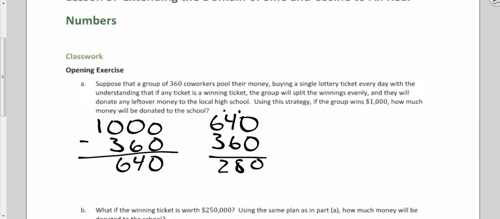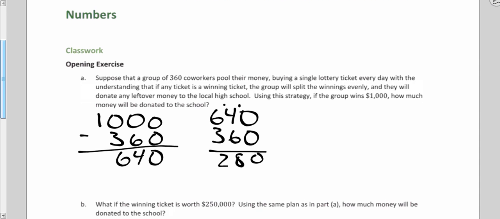Can I take 360 away from that guy? No. So then I'm done. This goes to the high school. Okay? So when my lottery ticket won me $1,000, we gave $280 to the high school.